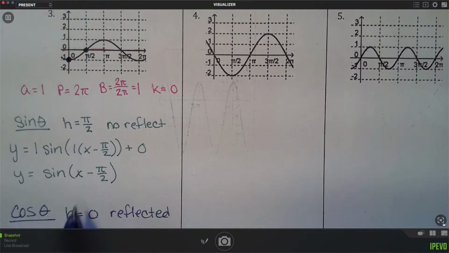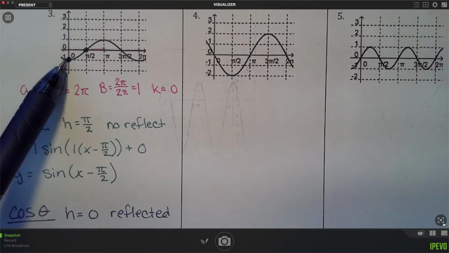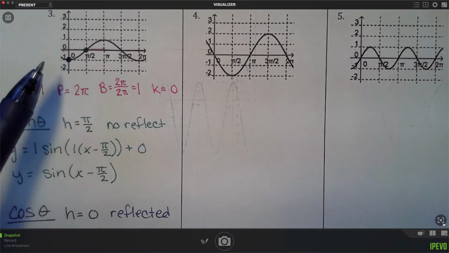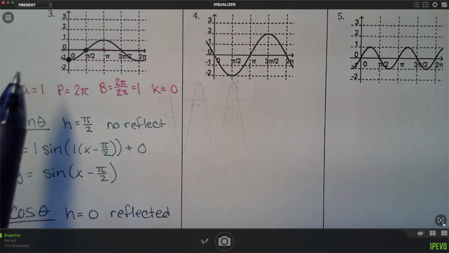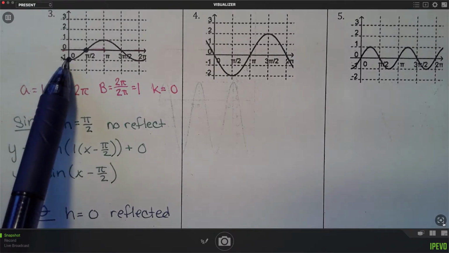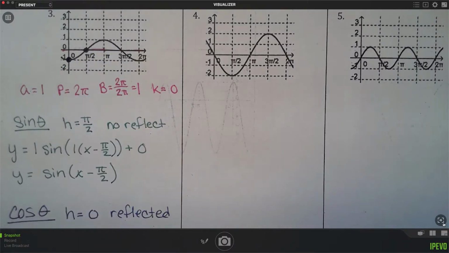Okay, h. Well, you go to the starting point. Cosine always starts at a max or a min, yes? So that would be the first min. And cosine normally starts up and goes down, and this one is starting down and going up. So it's reflected. And I didn't move off the y-axis, so my h is 0.